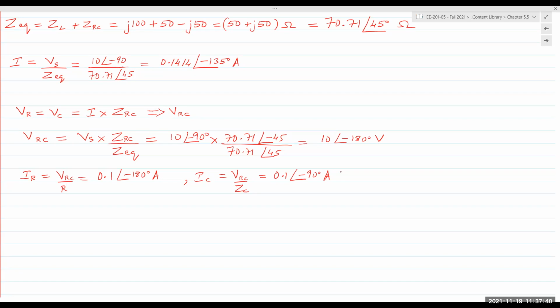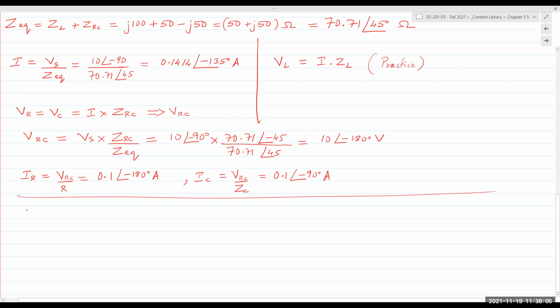Okay. So now we have the voltage, we have the current for every component. We actually don't have VL, but VL can be simply found by applying Ohm's law. VL would be I times ZL. I'll leave it up to you for practice. Okay, power equations.